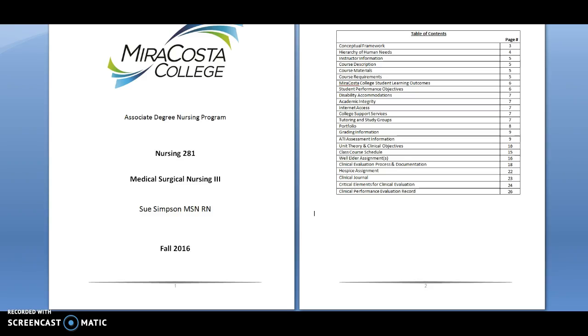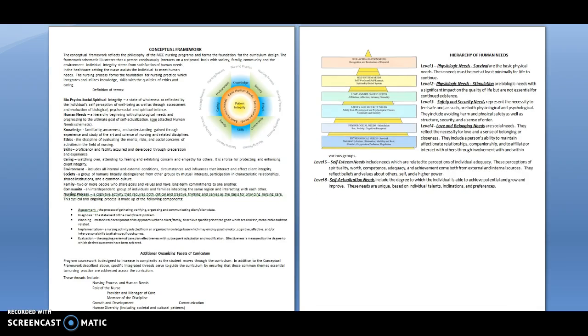Okay, we're going to do a quick overview of our syllabus for Nursing 281, Fall 2016. We have the cover page, table of contents, the conceptual framework, and the organizing facets of our curriculum, as well as our hierarchy of human needs.